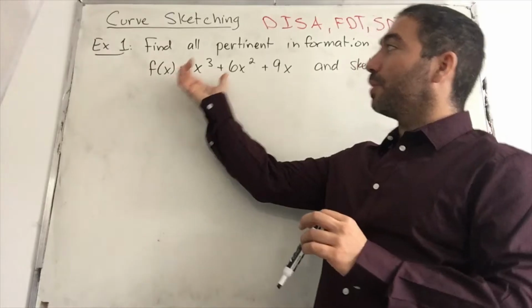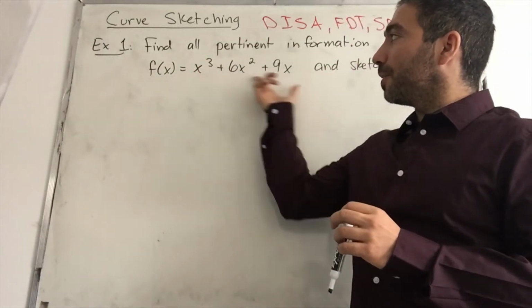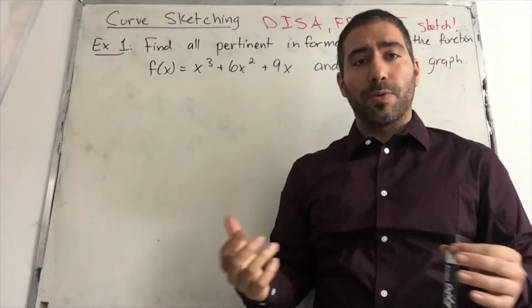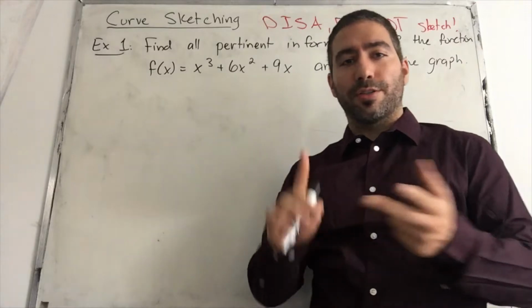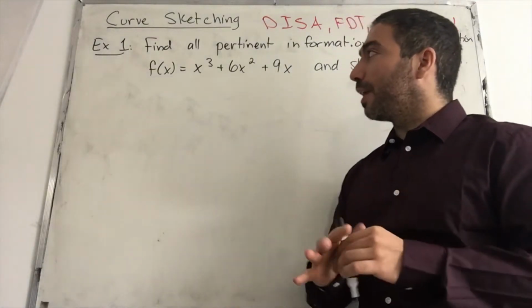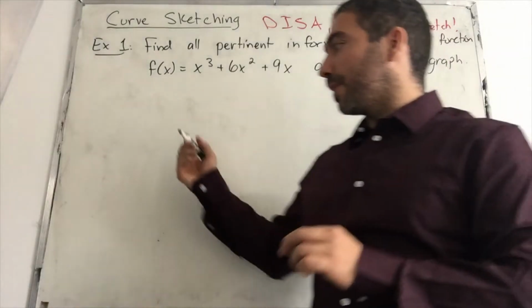So let's go ahead and begin with the first step, domain. How do we find the domain? Well, what's the domain of this function here? We're dealing with a polynomial function, so there's no issues here. There's no division by 0, there's no logs, there's no square roots, there's nothing that we really have to worry about here. So this function is defined for all values of x.